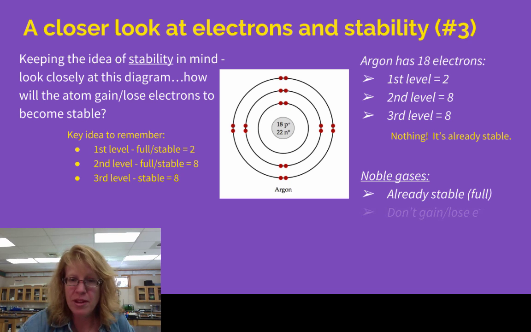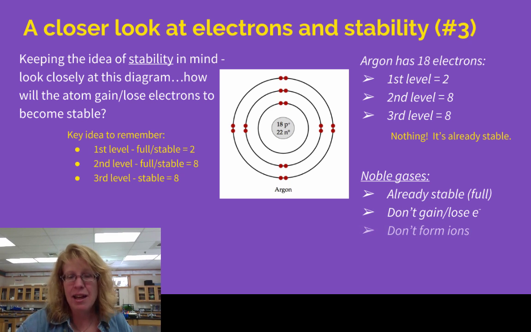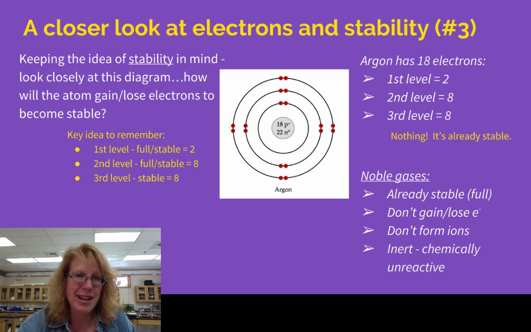They're already stable. They don't need to gain or lose anything in order to be happy in a chemical sense. So they actually don't form ions at all. And that's why we really don't talk about them a whole lot, because they're really chemically unreactive. That's why they're noble gases, because they're too noble. They don't participate in chemistry.